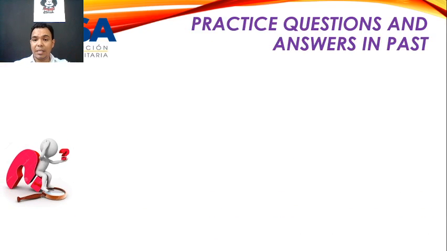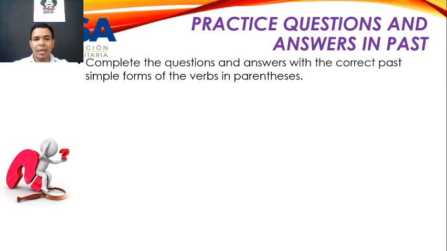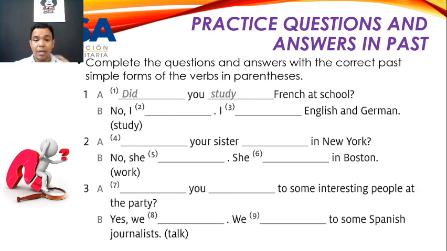Remember, negative sentences and also questions in the past. Here, you need to complete the questions and answers with the correct past simple forms of the verb in parentheses. Now, complete the questions with the verbs in parentheses. Number one is already done: Did you study French at school? And the answer, no. Well, here to explain the short answers in B, remember, short answers in English are just the auxiliary when the answer is affirmative.